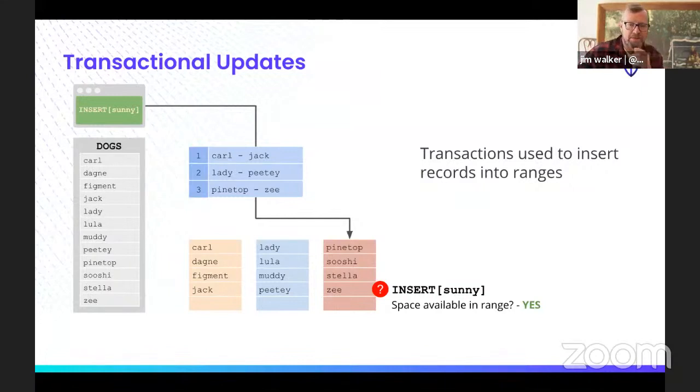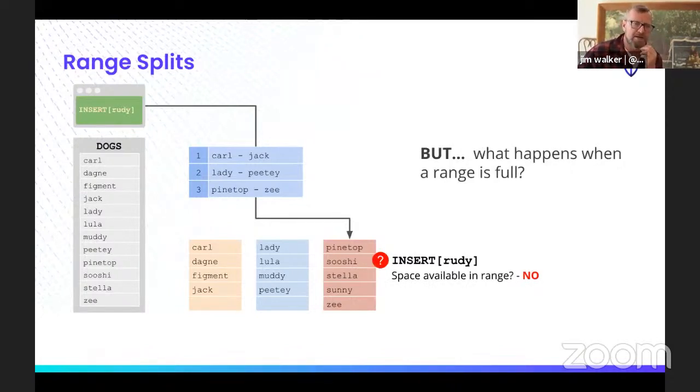Now, is there space available? Well, it looks like it. Yeah, there looks like there's one space. So great. Insert that record and return acknowledgement. Great. We've now inserted that record. Okay, now I want to insert another dog. I want to insert Rudy into this table.